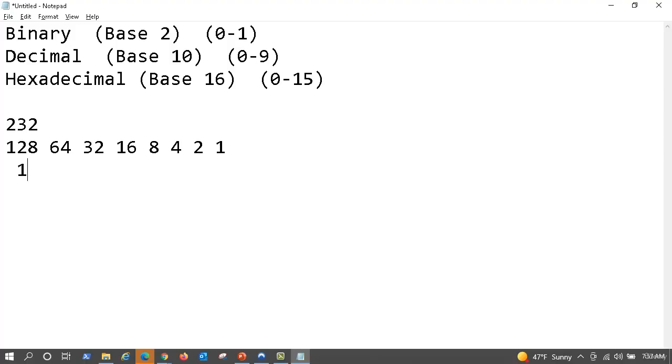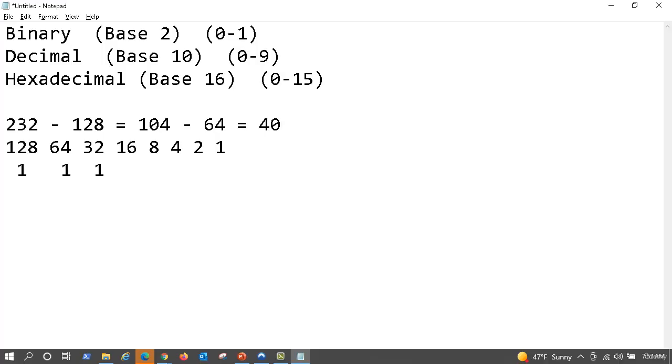Okay, so I'm going to count that value, and then I'm going to go over, and then I'm going to take 232 and subtract 128 from it to see what I'm left with. Okay, and in this case, what am I left with here? 104. Yeah. Okay, so then I say the same thing. Can I take 64 out of 104? Yes, I can. And that's going to leave me with what? 40. Can I take 32 out of 40? Yes, I can. There we go.